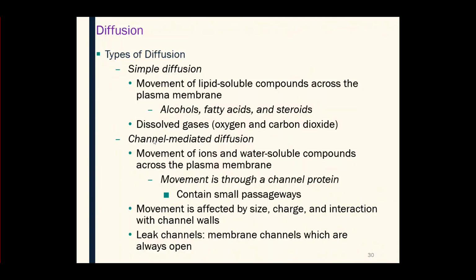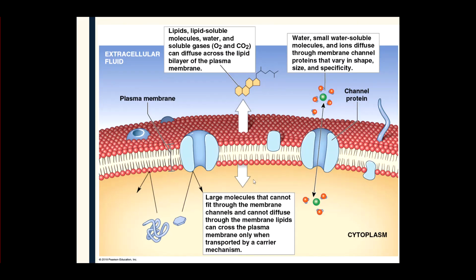The second type of diffusion, if you want to highlight, is known as channel mediated diffusion. So this is the movement of ions and water soluble compounds, things that are not soluble in lipids. Now they have to move through a protein that we looked at early in previous lessons known as the channel protein. Right? These channels contain small little passageways. So let's take a look.